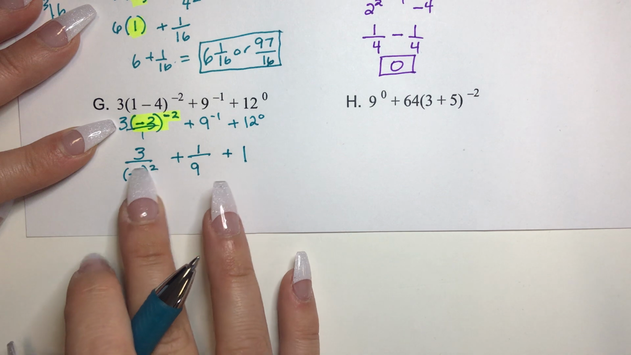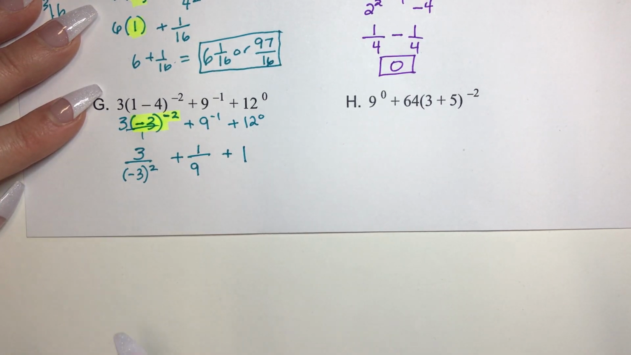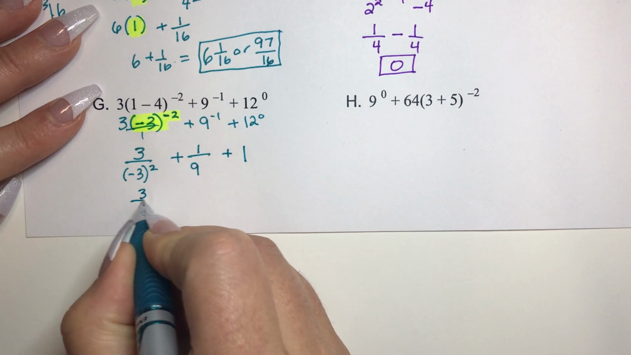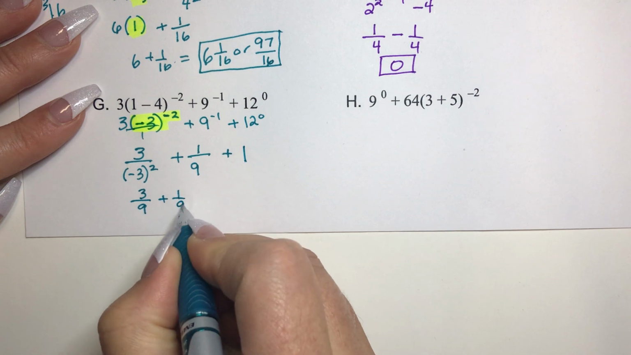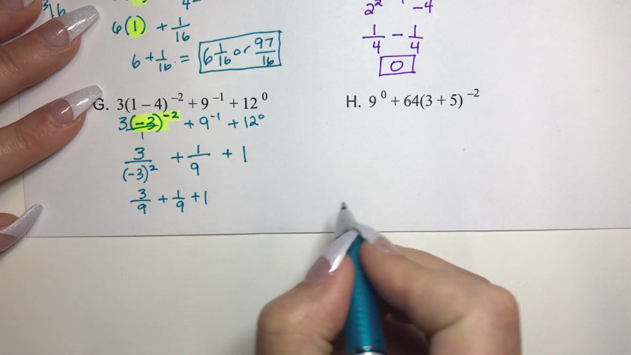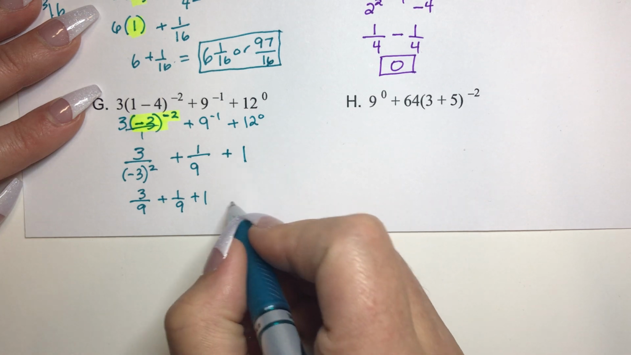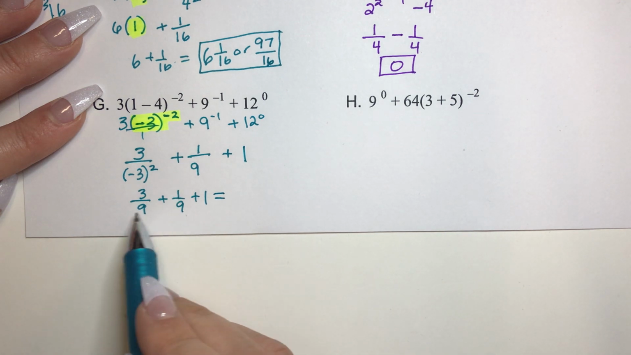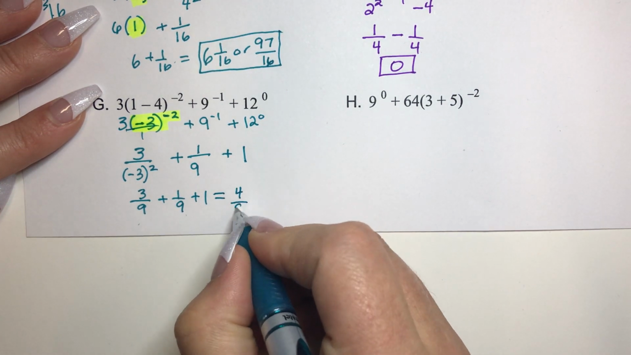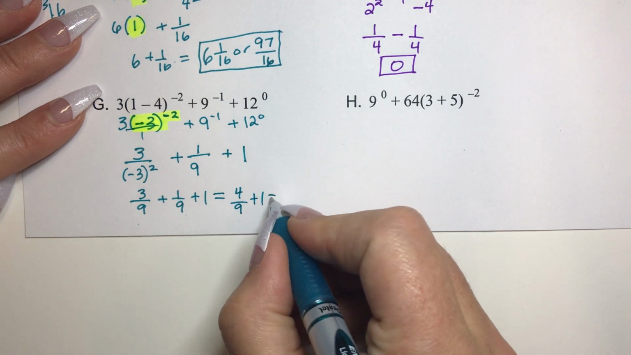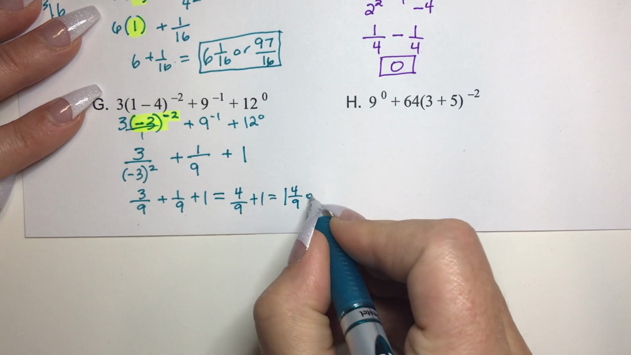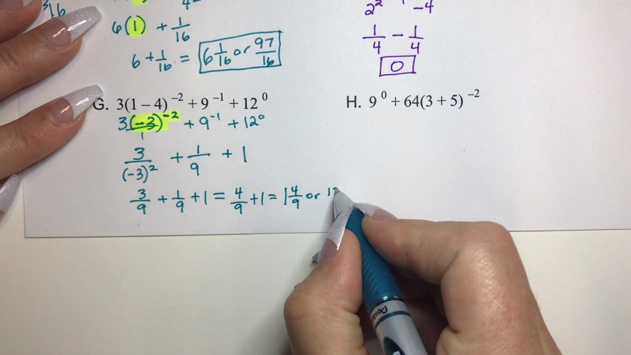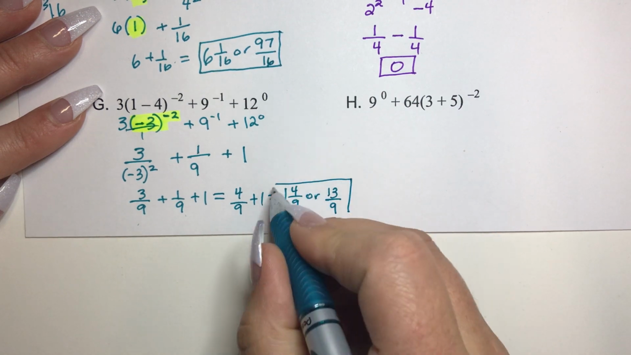Okay, now we just need to simplify this part here. -3 squared is -3 times -3, which is 9 plus 1/9 plus 1. Okay, I'm going to, I guess right here, I'll go right here. 3/9 plus 1/9, right, we're adding, that's 4/9 plus 1 is just the same thing as 1 and 4/9. Or if we change it to an improper fraction, 9 times 1, which is 9, plus 4, which is 13/9. And there we have it.